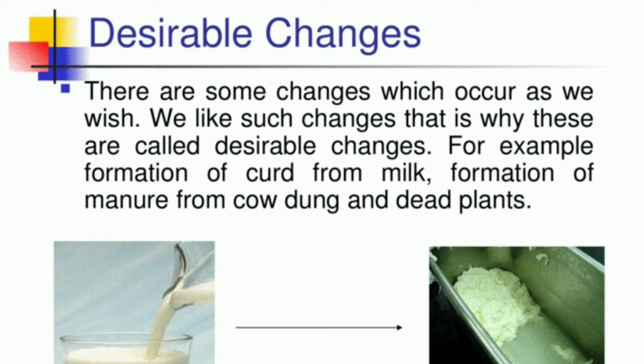And even if you consider the formation of manure from cow dung and dead plants. From the cow dung as well as from the dead plants, after they decompose, they will convert into manure, and we use this manure for the growth of plants. So these types of changes we want. These types of changes are called desirable changes.